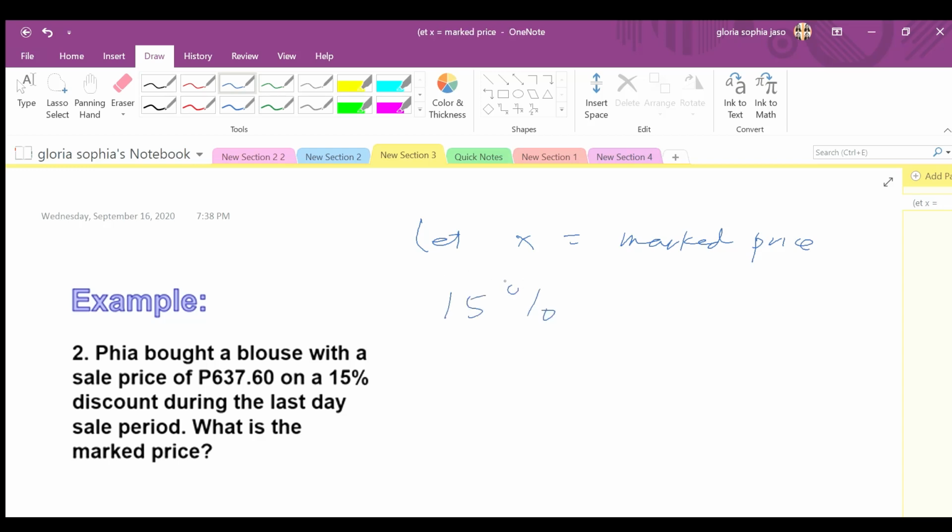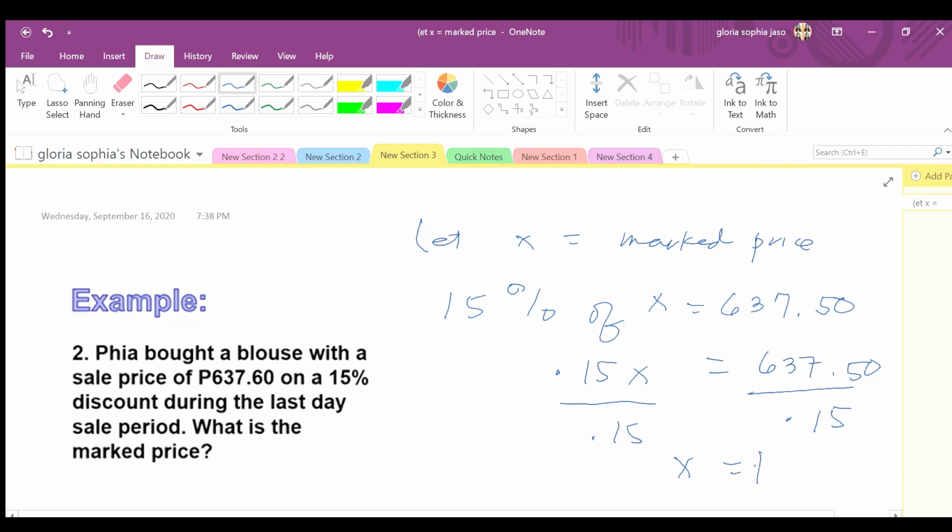And then, so we have this equation, 15% of X is 637.50. So changing the percent to decimal, we have 0.15X equals 637.50. So to eliminate the 0.15, divide both sides by 0.15. So X is equal to, use your calculator to solve, that's equal to 750 pesos. Okay.